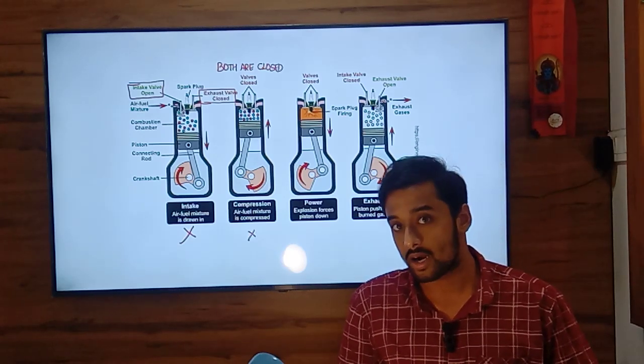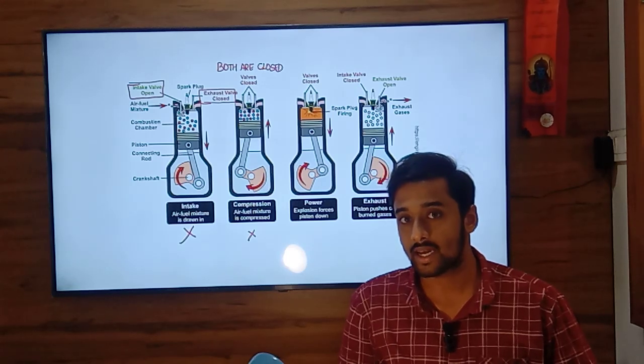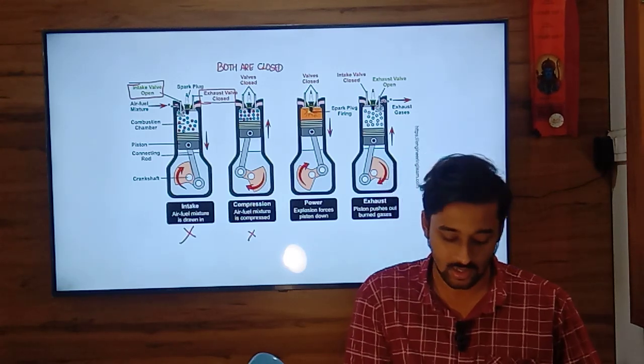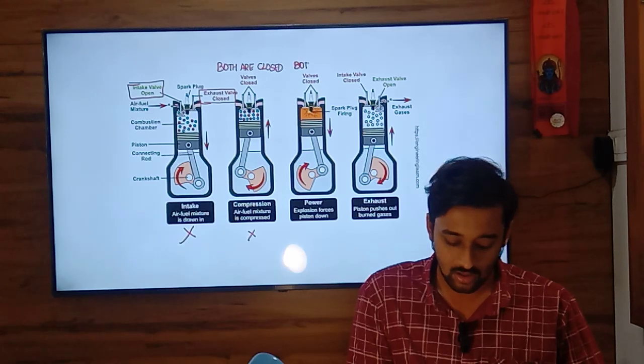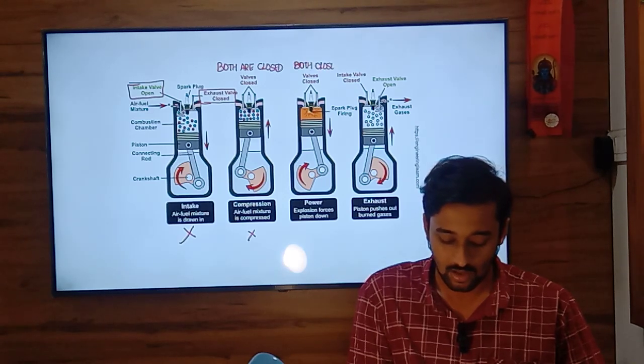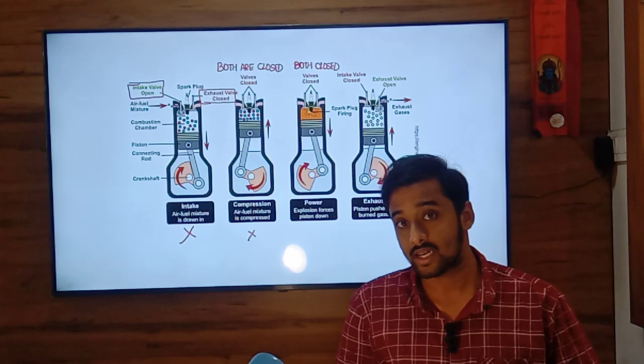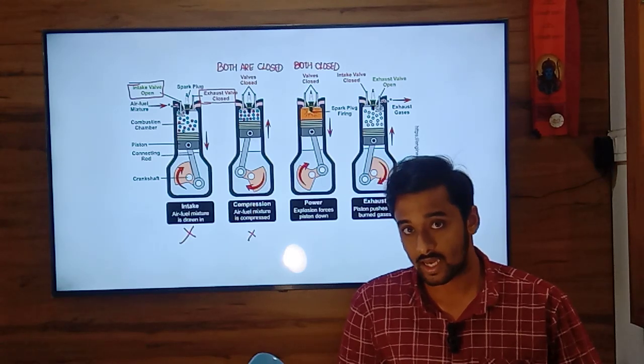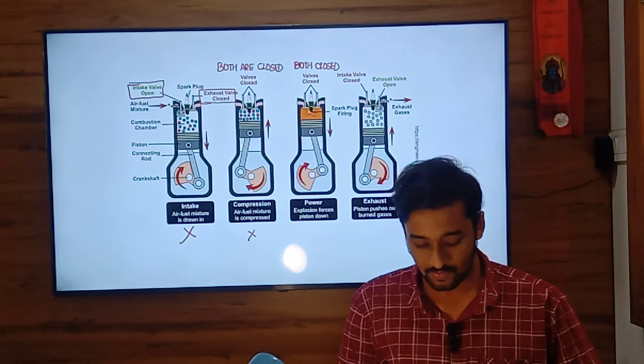During your power stroke, again both your valves, intake as well as exhaust, remain closed. So both closed. The last thing, the exhaust valve. In this case, what happens?